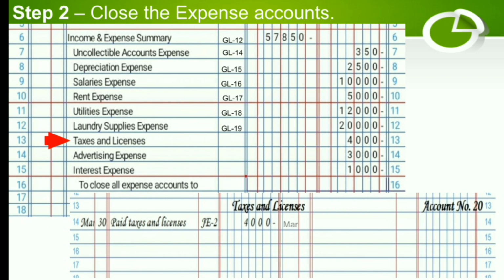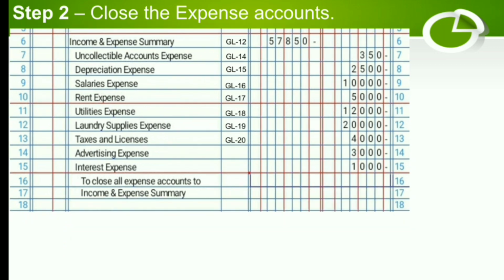So we have the date, it's March 31. So this is all about the closing entry, and for the folio, it's JA3. And then the amount is 4,000 pesos. So we just have to double rule since at this point, taxes and licenses is a closed account. And then here in the folio column of the general journal, we will write GL20.